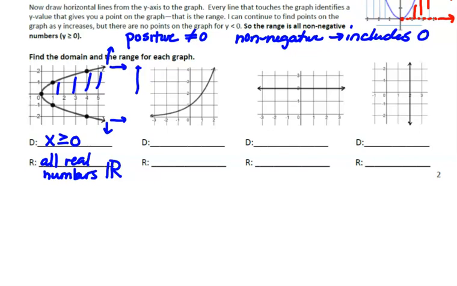Now, second graph. First of all, something I need to tell you about this graph is that it has what's called an asymptote on the x-axis. The graph skims along the x-axis but never actually crosses or touches the x-axis. It just skims along and gets really close to it. So there isn't any place where the graph touches the x-axis. So y can't equal 0. Y can get really close to 0, but it can't equal 0.